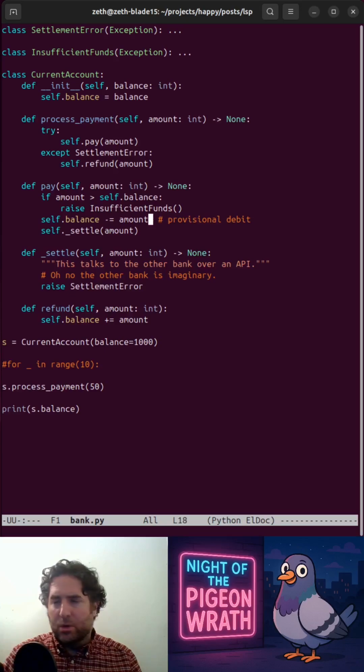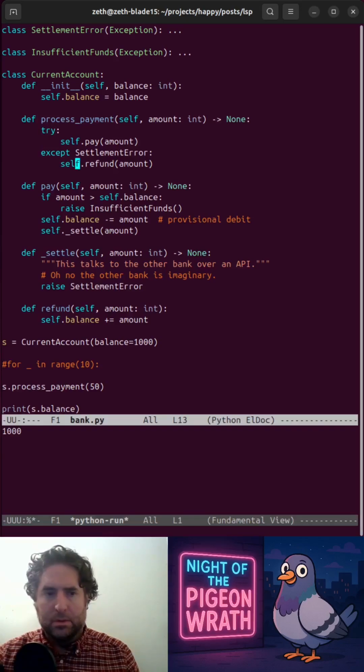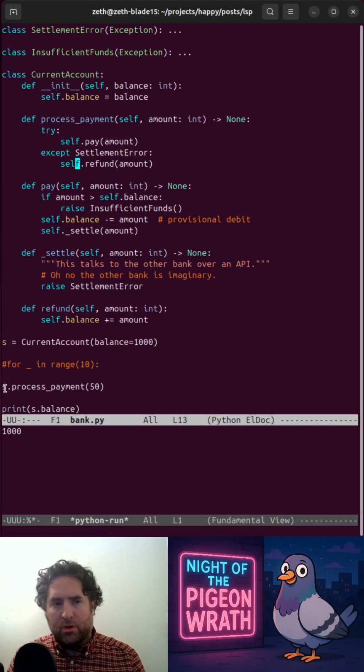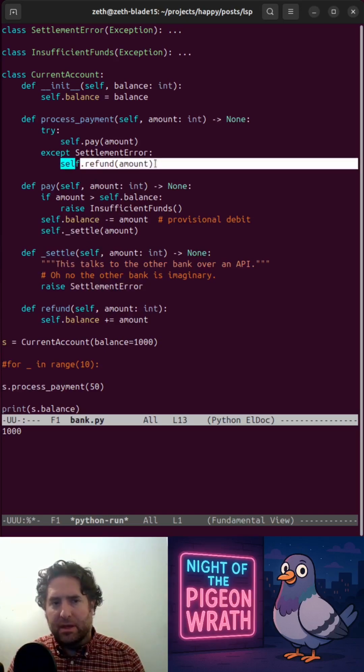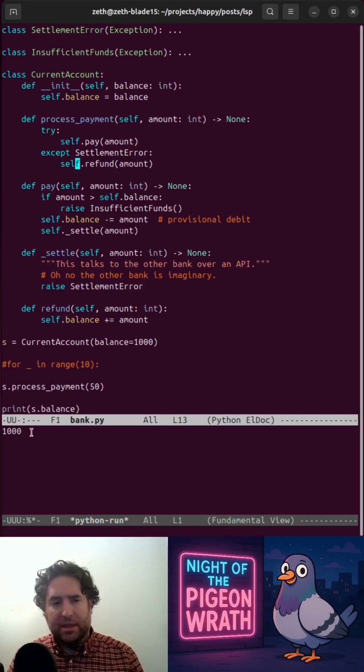And then we want to make sure we don't have a race condition so they don't make lots of payments before they're processed. We debit their account and then we try and settle it. And if it doesn't settle, then we refund it to their account. We have £1,000, we try and pay £50, but the settlement fails and raises settlement error, so we refund it back to their account. So we end up with still £1,000 at the end.